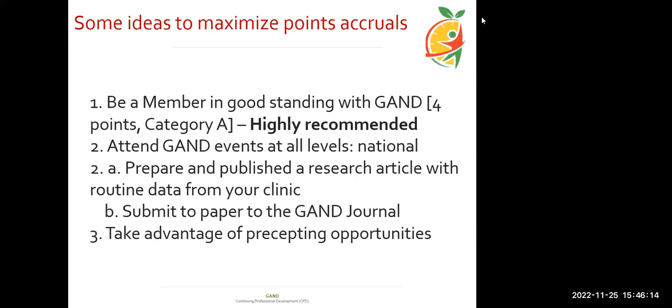Number 1, being a member of GAND, you get 4 points. Being an executive of GAND, you get up to 3 points at any level. Okay, that is 7 points. Preparing and publishing journals, 5 points for each paper, and you can get up to 5 points maximum. So each year, if you do 1 paper, you get another 5. So 4 plus 3 is 7, plus 5 is what? 12.